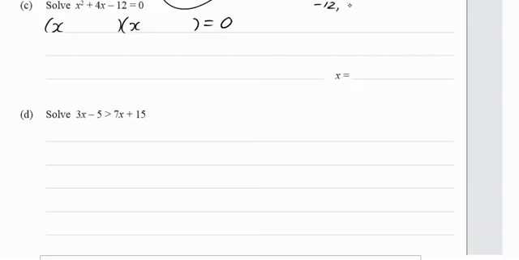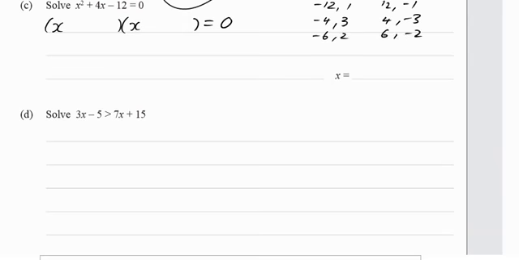We've got negative 12 and 1. We've got, of course, positive 12 and negative 1. We've got negative 4 and 3. And we've got 4 and negative 3. And we've also got negative 6 and 2. And we've got positive 6 and negative 2.